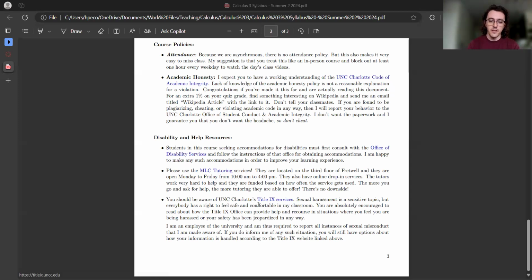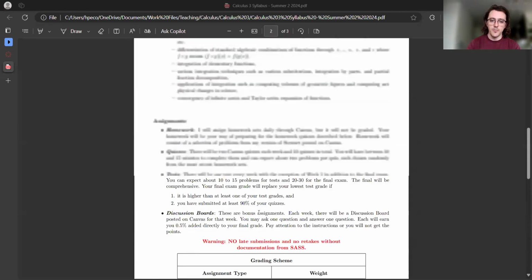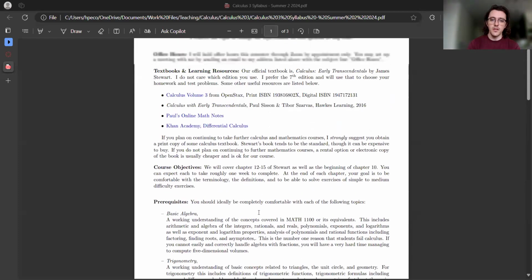Last thing is the Title IX. This is sexual harassment stuff. Everybody should know what this is, regardless of what class you're in. But if you don't, go ahead and read up and make sure that you're aware of all the policies here. That's pretty much it for our syllabus.